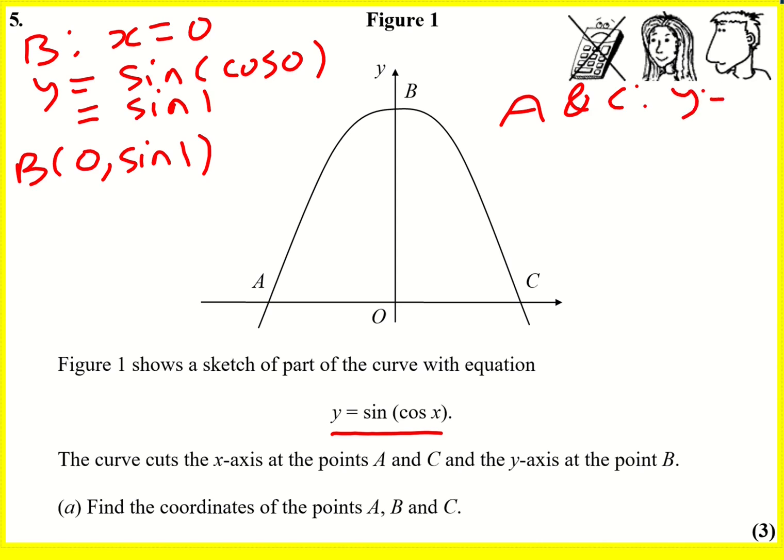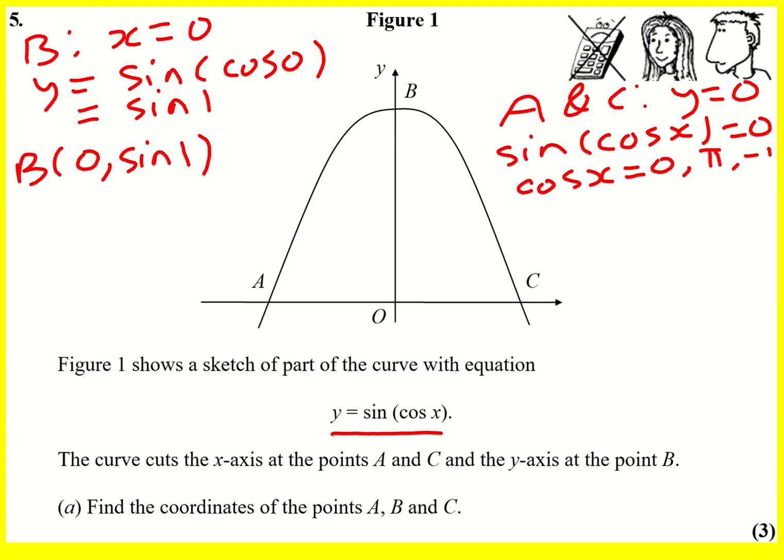Okay, next a and c. That will be when y is equal to 0. So we're going to get sine of cos x equal to 0, which means cos x would have to equal 0, or it could equal any multiple of pi, like pi, minus pi. But actually, we know that cos x is always less than 1, so I can reject those and just look at cos x equals 0.